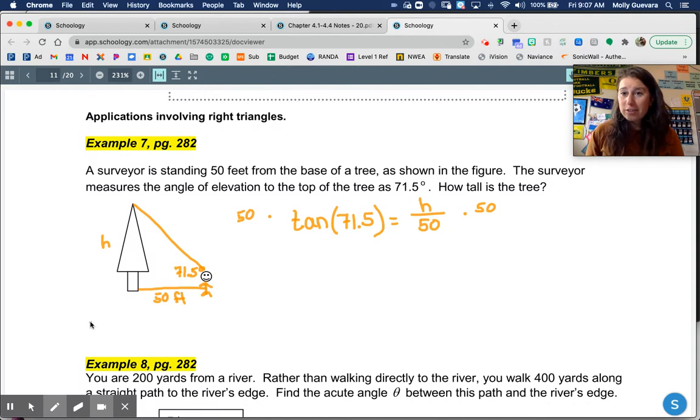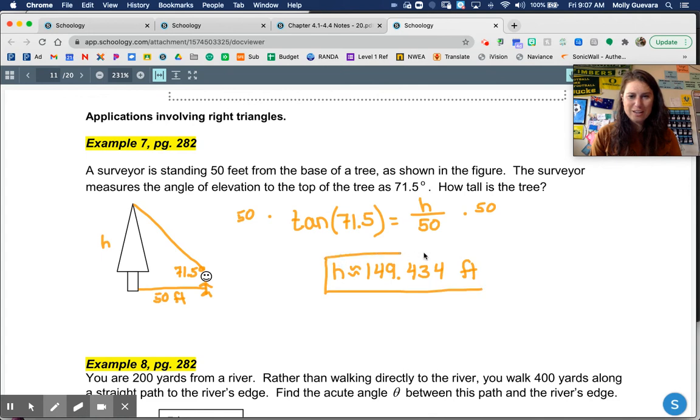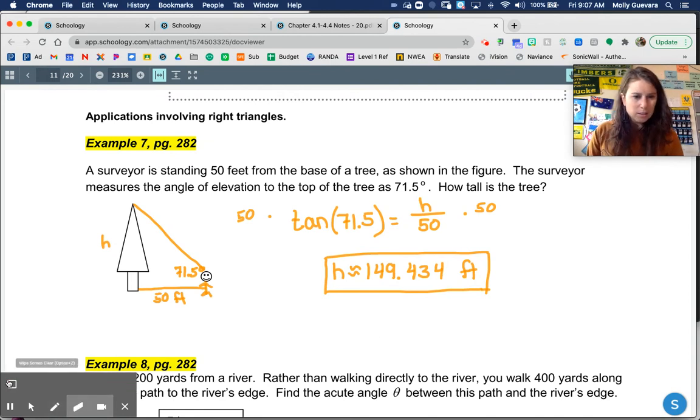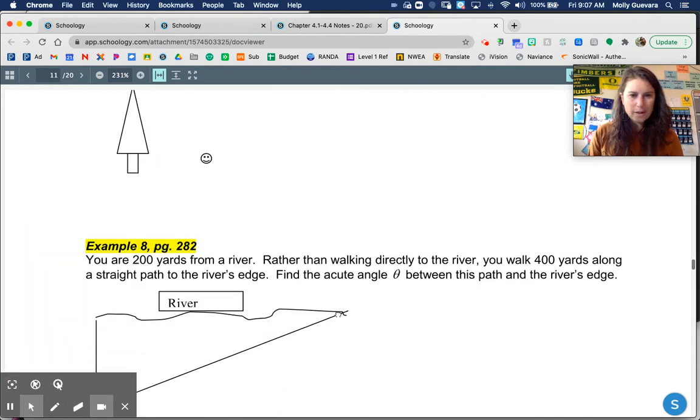If they gave you that angle in radians, you'd want to make sure you were in radians. So anyway, I multiply 50 times tangent of 71.5, and I get that the height of the tree is approximately 149.434 feet. If you did not get that, make sure that your calculator is in the right mode and not in radians. Okay, moving on.